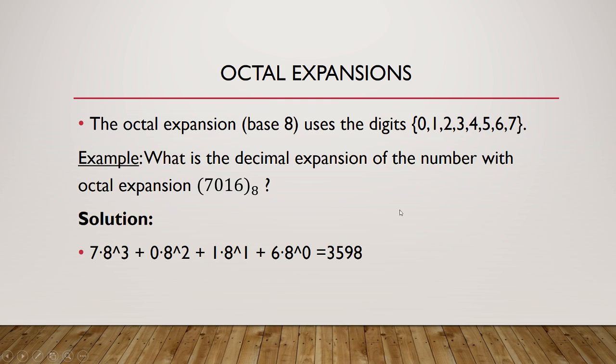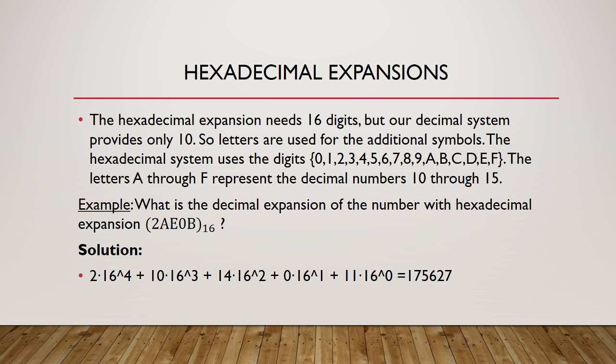Octal expansion works the exact same way, except the digits are 0 through 7. For the example, we have 7, 0, 1, 6. So 0, 1, 2, 3 gives 8 to the 3rd, 7 times 8 to the 3rd, and then follow down until you get 3,598. Hexadecimal is very similar, except it uses 0 through 9 and then the letters A through F, because we don't have a single decimal digit for 10 through 15. Following the same thing, 2AE0B in base 16, starting at 0, 1, 2, 3, 4, so 16 to the 4th times 2, and then follow all the way down, you end up getting 175,627.